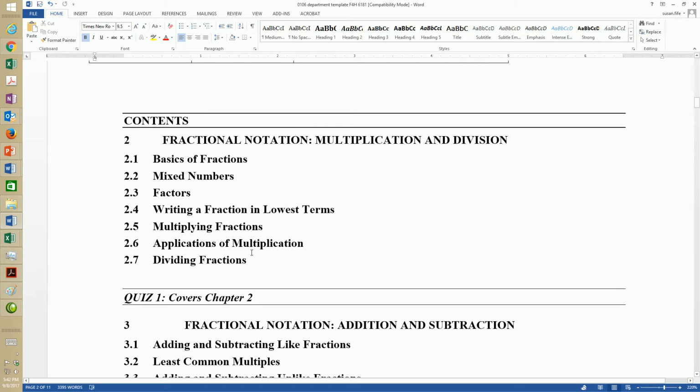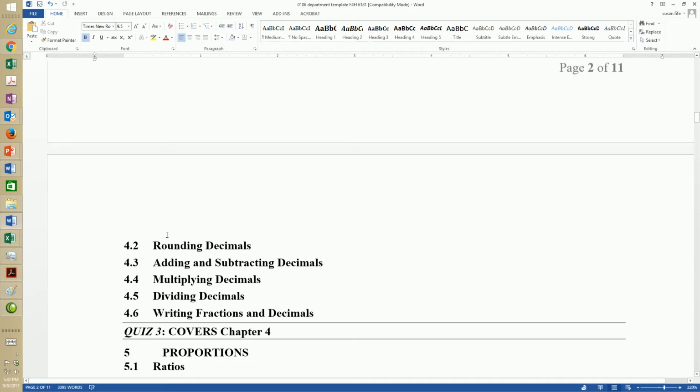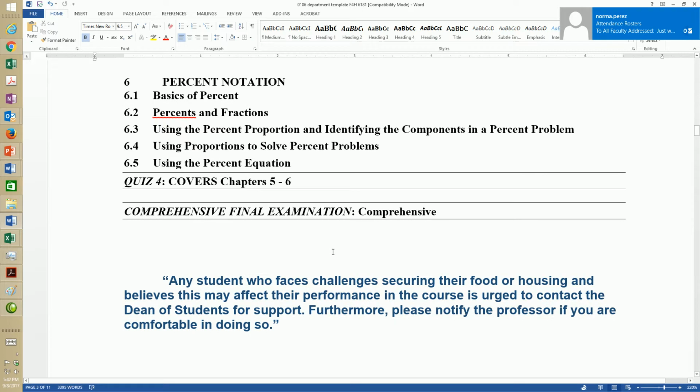These contents are different than our standard syllabus because the numbering here matches My Math Test. I wanted to be as consistent as I could be. I'm suggesting here 4 quizzes. My Math Test I know only has 3, so if you want to give 3 quizzes instead of 4, that's up to you. The final exam is comprehensive.